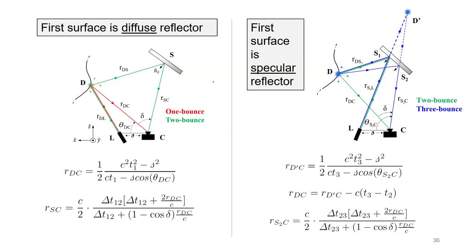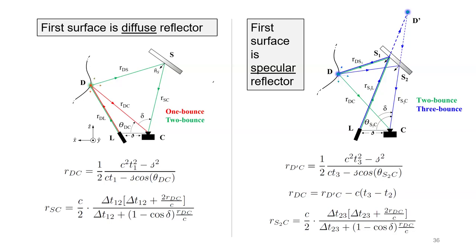So again, we illuminate a point on the diffusely reflecting surface. This laser spot can then be treated as a light source that subsequently illuminates the rest of the scene. We can use single bounce time of flight to determine the position of D. And then once we know the position of D, we can use the two bounce time of flight to estimate the position of S using these equations.